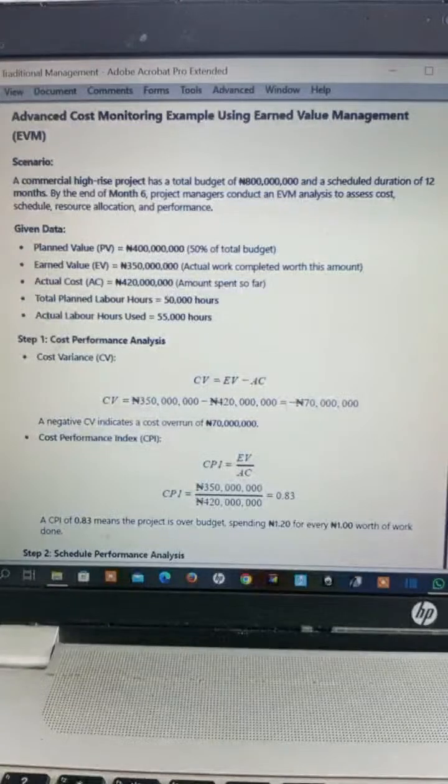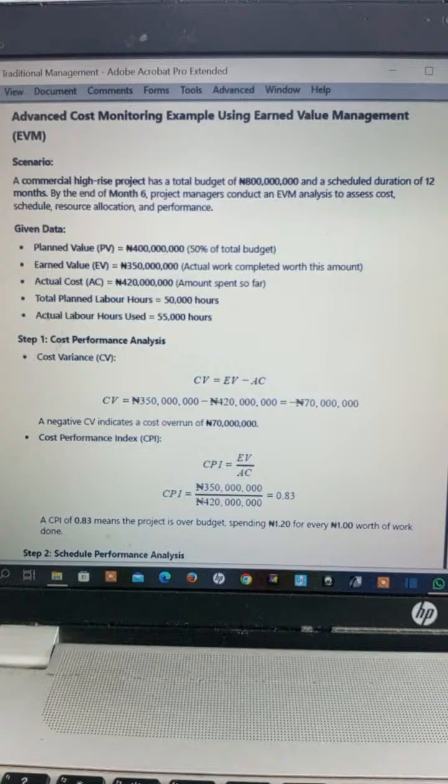Then total planned labor hours, you see the labor hours, 50,000 hours. It's beginning to get a bit complex here, and that's why I want us to pay attention. That's why I've taken pains to show this screen, because if I don't show this, you will not have a grip of what I'm talking about. The total planned hours is 50,000 hours, while the actual labor hours used is 55,000 hours. I'm already seeing something will not go well in this project.